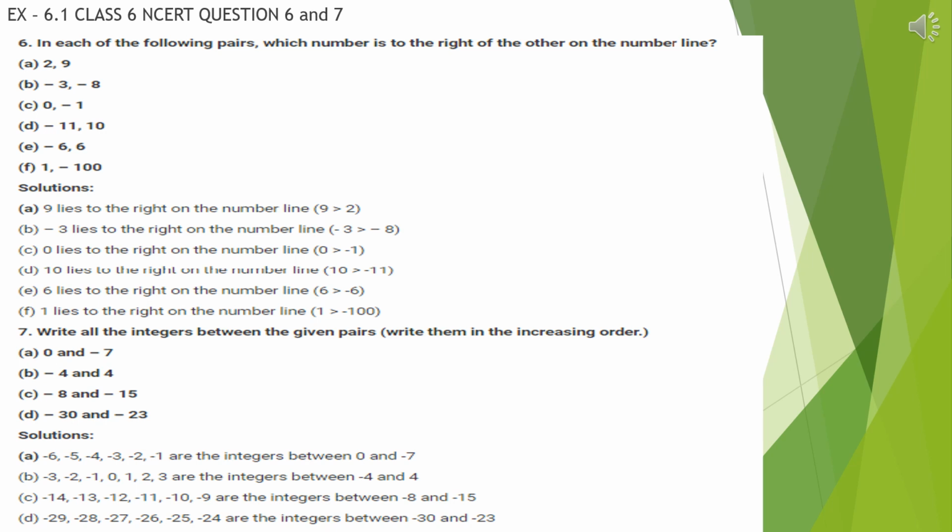Question number 7. Write all the integers between the given pairs. First part, 0 and minus 7. All the integers between 0 and minus 7 in increasing order are minus 6, minus 5, minus 4, minus 3, minus 2 and minus 1. B part, minus 4 and 4. All the integers between minus 4 and 4 in increasing order are minus 3, minus 2, minus 1, 0, 1, 2 and 3. C and D parts are the same.